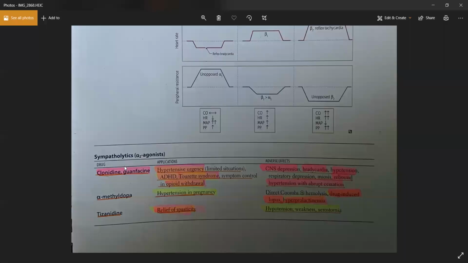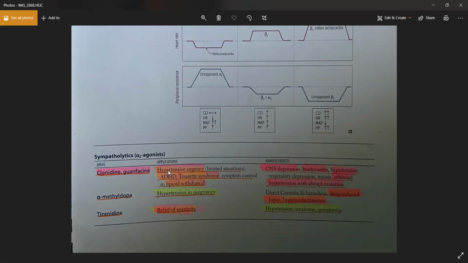So the drugs include guanfacine and clonidine. You use these drugs for hypertensive urgency. In limited situations only, you will use these drugs in ADHD, Tourette syndrome, and opioid withdrawal. Very important: opioid withdrawal, Tourette syndrome, ADHD, and hypertensive urgency.